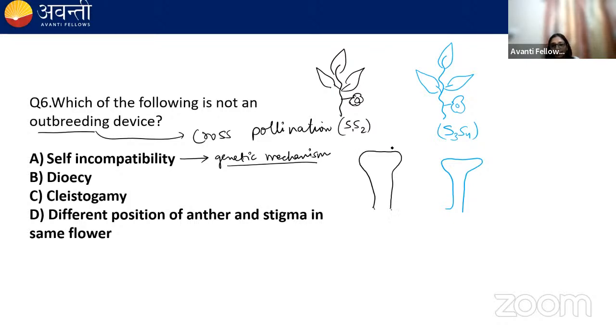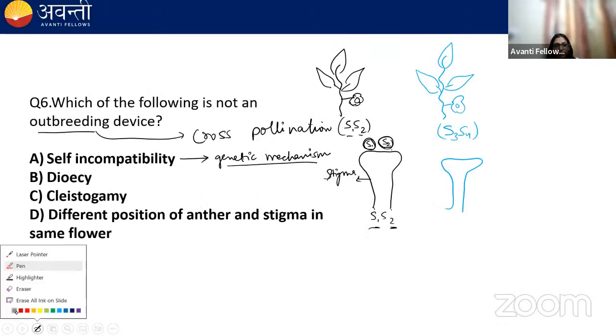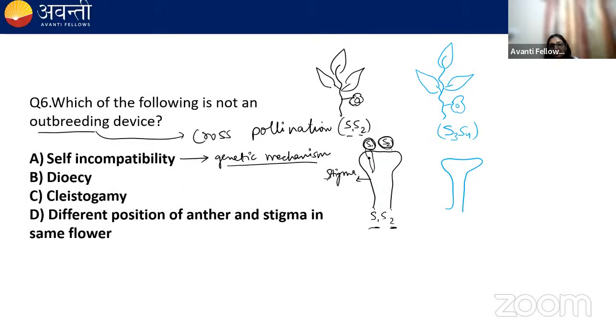Okay, these are the stigma. These are the pollens, okay? These are the pollens and the stigma. So you see this plant is S1 and S2. So if the pollen of the same flower falls on the stigma of the same flower, in that case, this pollen will not be able to germinate, because this pollen tube will not form. The pollen will not be able to germinate on the stigma of the same flower because of rejection.